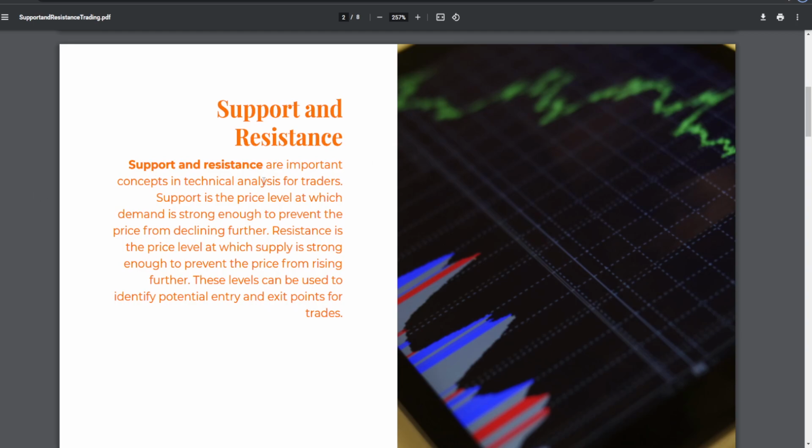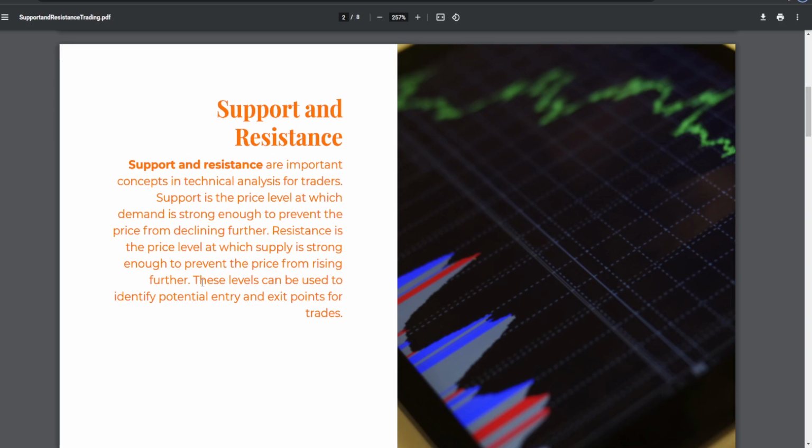So support and resistance are important concepts in technical analysis for traders. Support is a price level at which demand is strong to prevent the price from declining further. What this means is the price of a stock is most likely to bounce near a support zone, and resistance is basically the opposite. Resistance is a price where we reject it and we go down. I included a few examples, and we're gonna see a live chart later in the session.